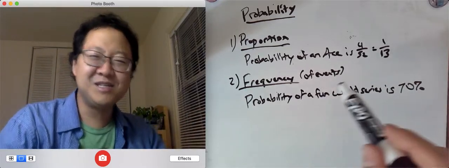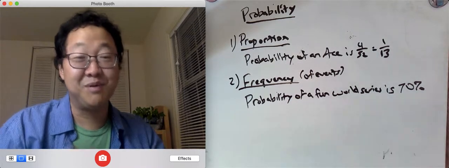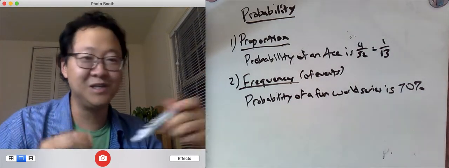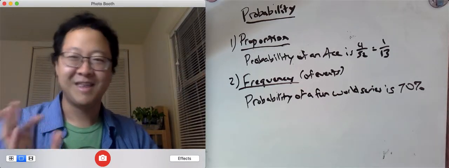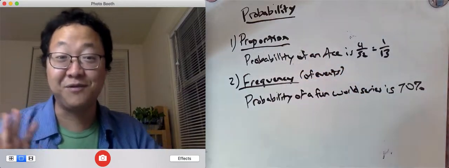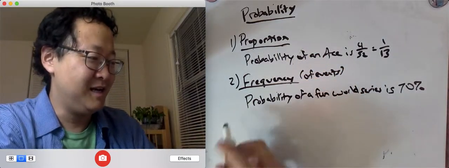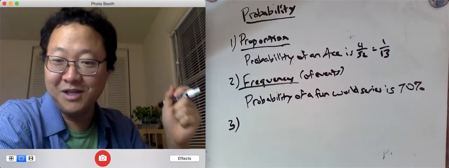And you might think to yourself, isn't this really just a type of proportion? You might think the proportion of fun World Series to total number of World Series is 70%. Yeah, so you might think these actually end up being the same thing. And that's up for debate, and we're not going to get into that. I'm just kind of introducing some of the main points here.